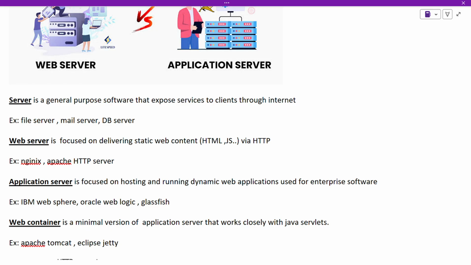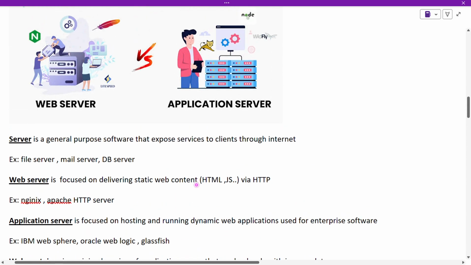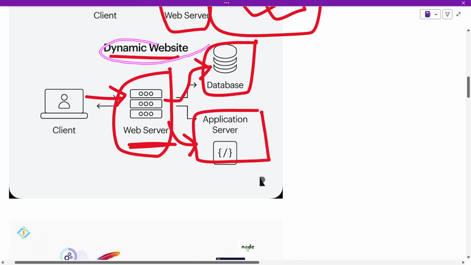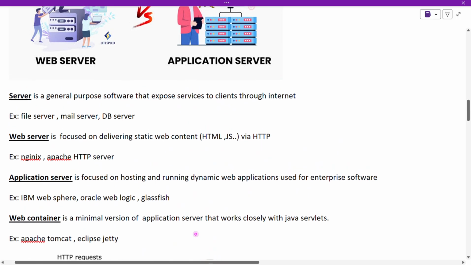The examples are Nginx and Apache HTTP server. So these are the web servers. They only focus on giving the static HTML content back to the client. And then we have something called an application server. The application server came into the picture when we needed dynamic websites. Okay, if this is a dynamic website, how is an application server going to act?